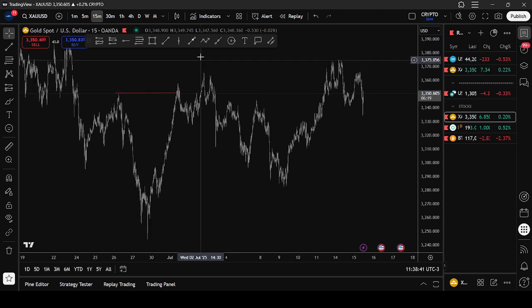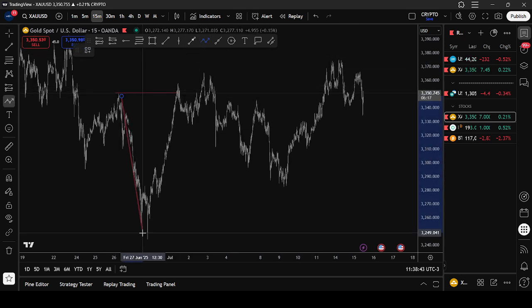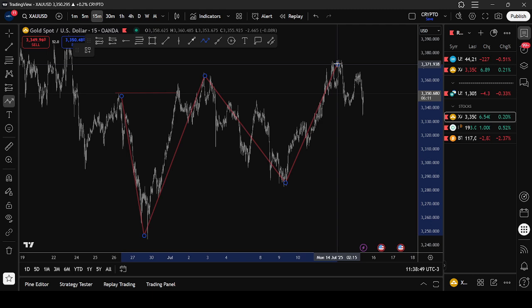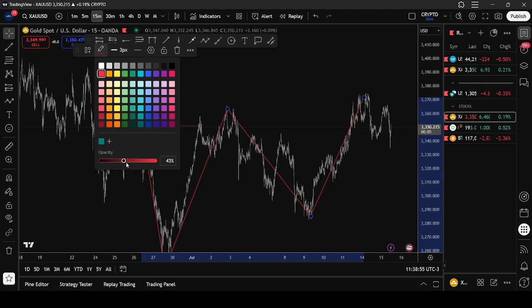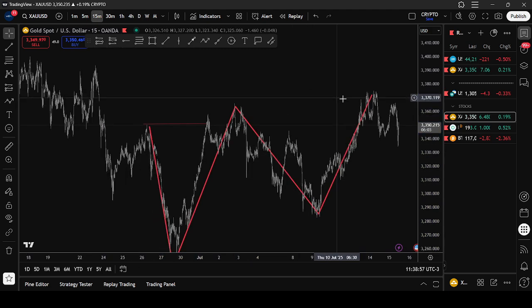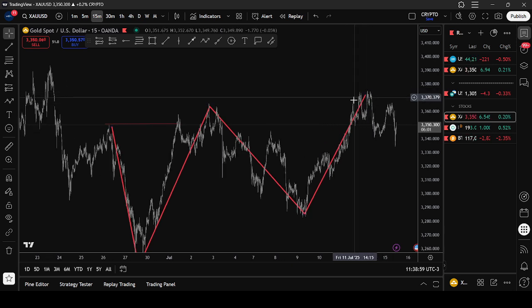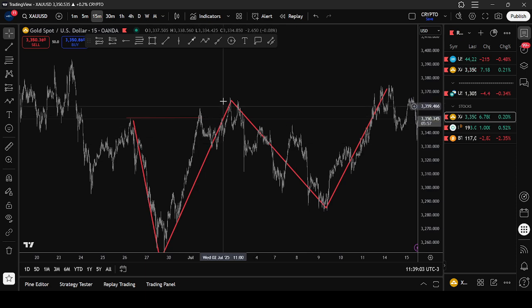All right. So now we have this pushback, this break of structure, then we have a pullback inside of the demand, and then we push higher. This push higher, let me emphasize this a little bit more so that we can see what it is. As we can see, we have multiple rejections here, the same way we had multiple rejections here inside of this supply.